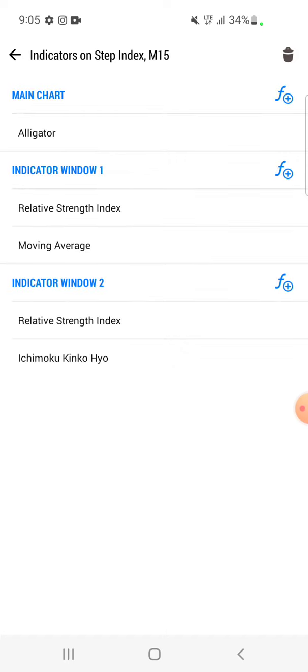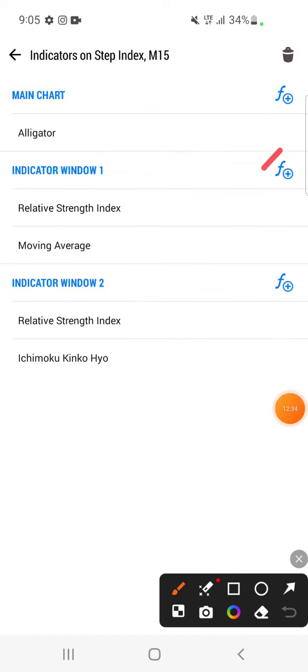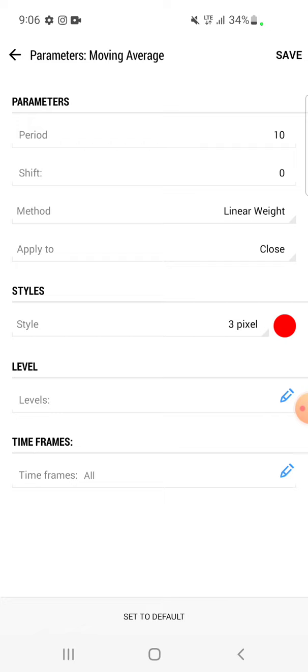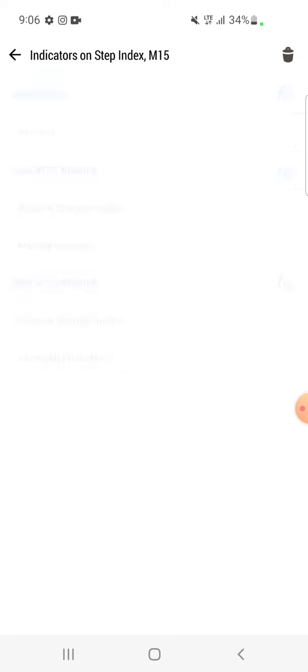So under indicator window 1, again, please click on this F icon here, and then after clicking that, you look for moving average. Then you give it the settings. Period is 10, shift is 0, method is linear weighted, and then apply to is close. Then for the styling, give it 3 pixels for the thickness and use any color of your choice. So you click on save.